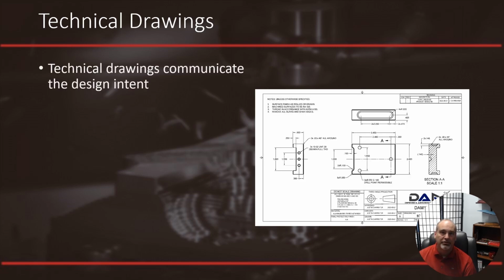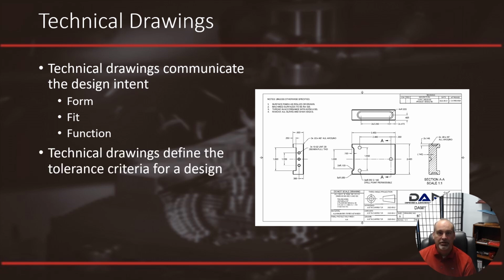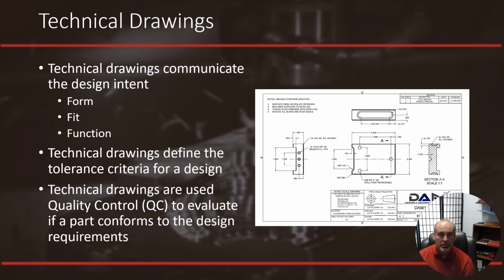Technical drawings communicate the design intent the designer had for the form, fit, and function of what they've designed. Technical drawings define the tolerance criteria for a design as well. And technical drawings are used for quality control to evaluate if a part conforms to the design requirements so that the part performs as expected.